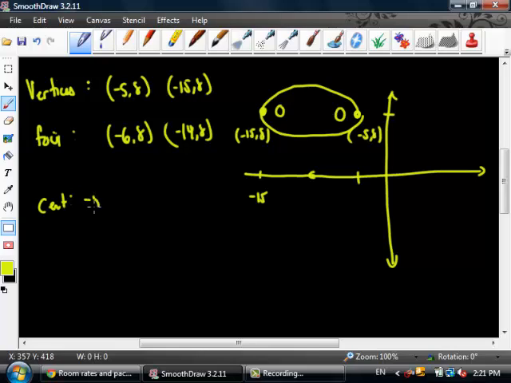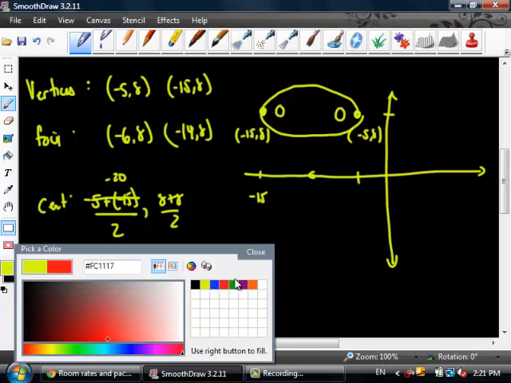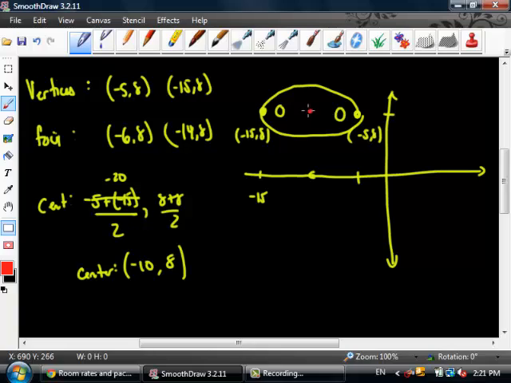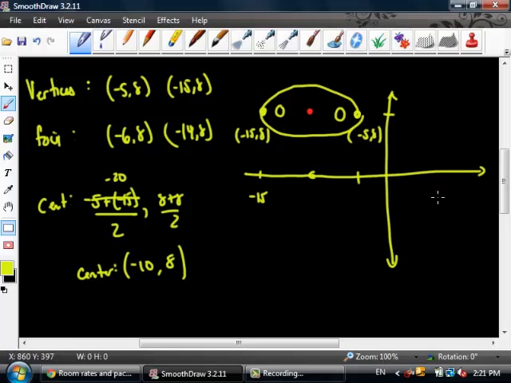So it's going to be negative 5 plus negative 15 over 2, comma, 8 plus 8 over 2. So that is negative 20 over 2. So it looks like our center is negative 10, comma, 8. I lost track of what I was doing there. Okay, negative 10, 8, so I'm going to draw that center piece. It's going to be about right here. Kind of a funny looking guy right there, right?